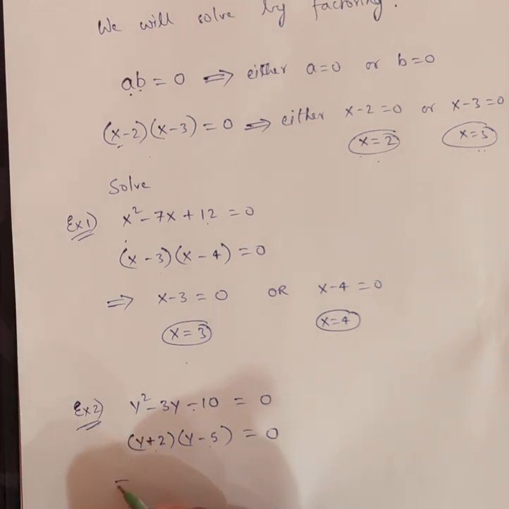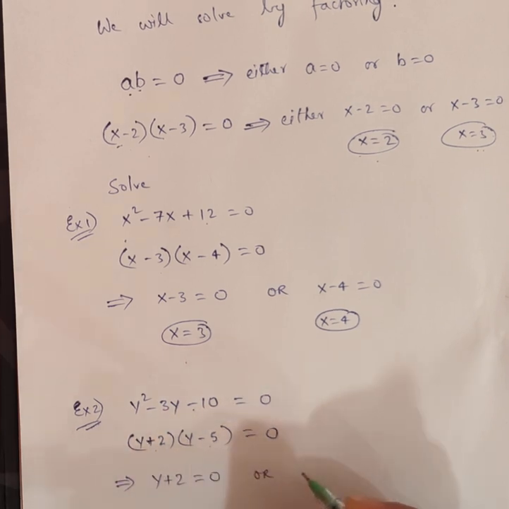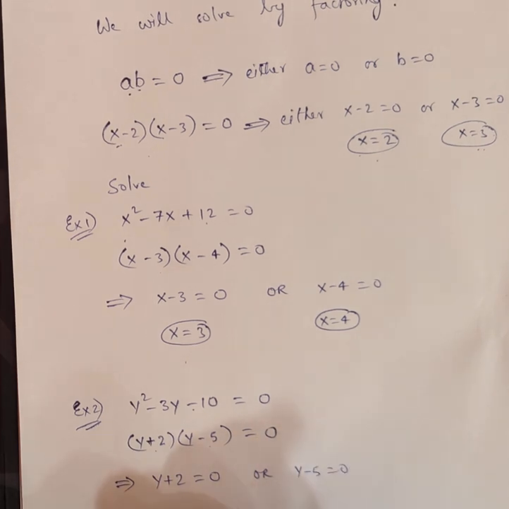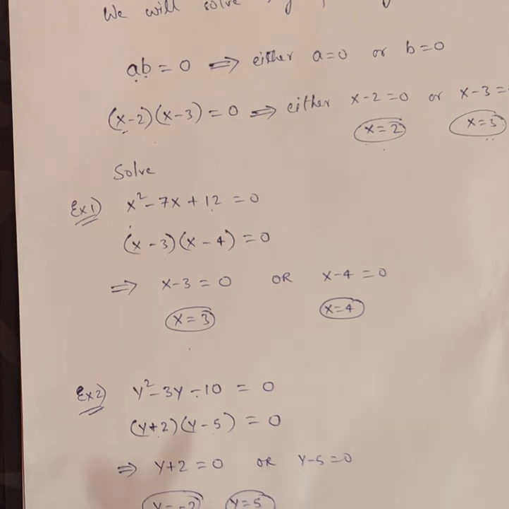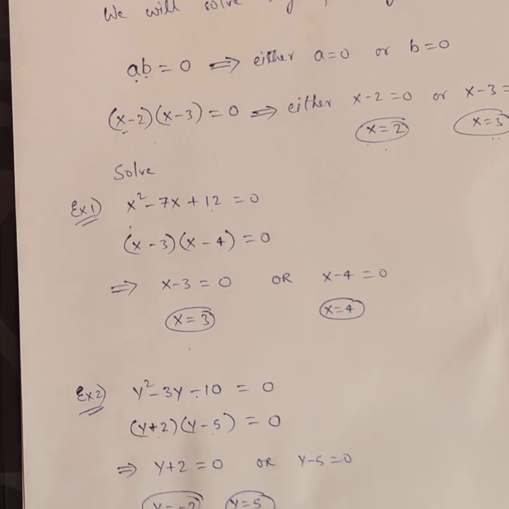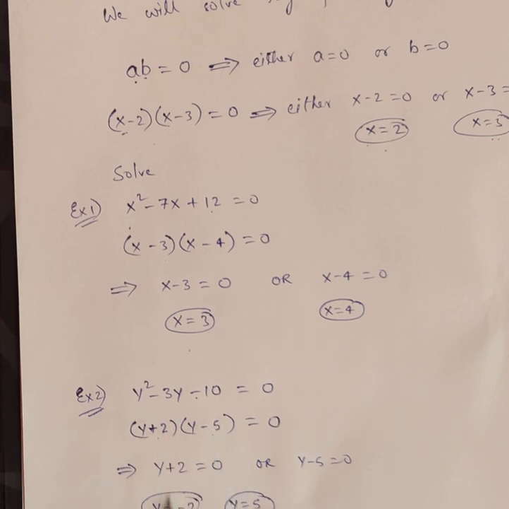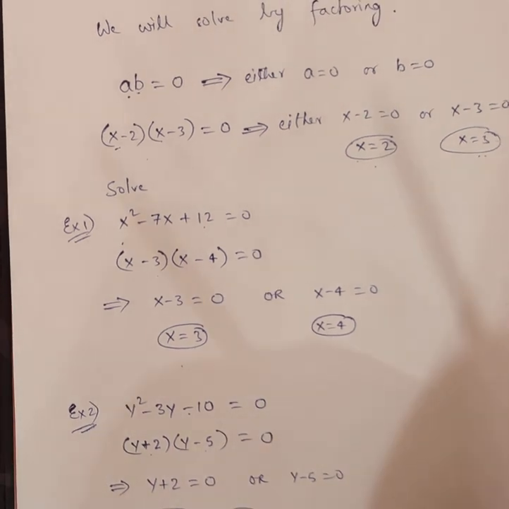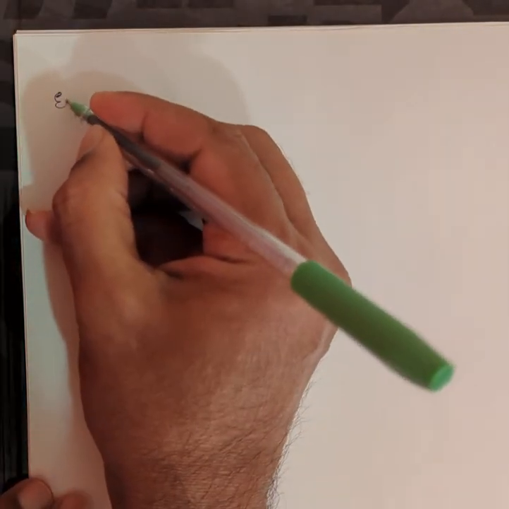So now I can conclude that y plus 2 is 0 or y minus 5 is 0. If I solve this, I get y equal to negative 2. If I solve the other one, I get y equal to 5. So the faster you can factor a quadratic, the faster your process is going to be. You're only one step away when you have the correct factorization. So let's look at one other example, call it example 3.